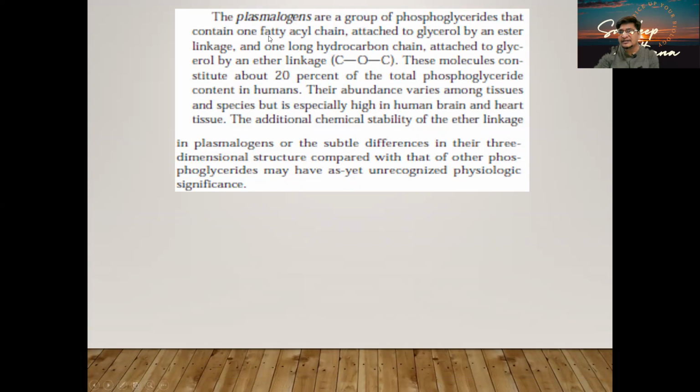Another kind of lipid found in both the heart and the brain is called plasmalogens. It is different from the phospholipid. In the phospholipids, we have the ester bond. Here, in the case of plasmalogens, which are basically synthesized in the peroxisomes, they have the ether bond, and they make up around 20% of the total phosphoglyceride content in human beings. And this plasmalogen is not synthesized anywhere else except the peroxisome.